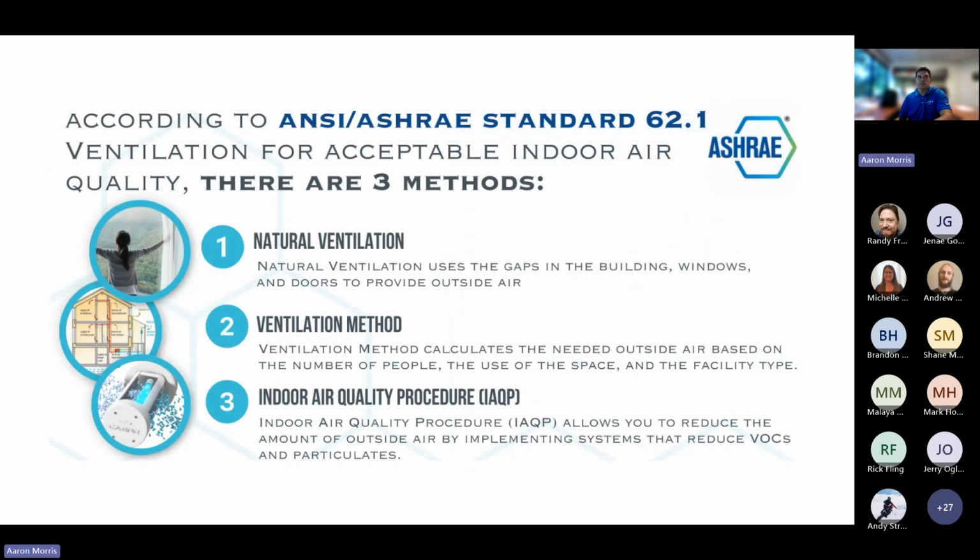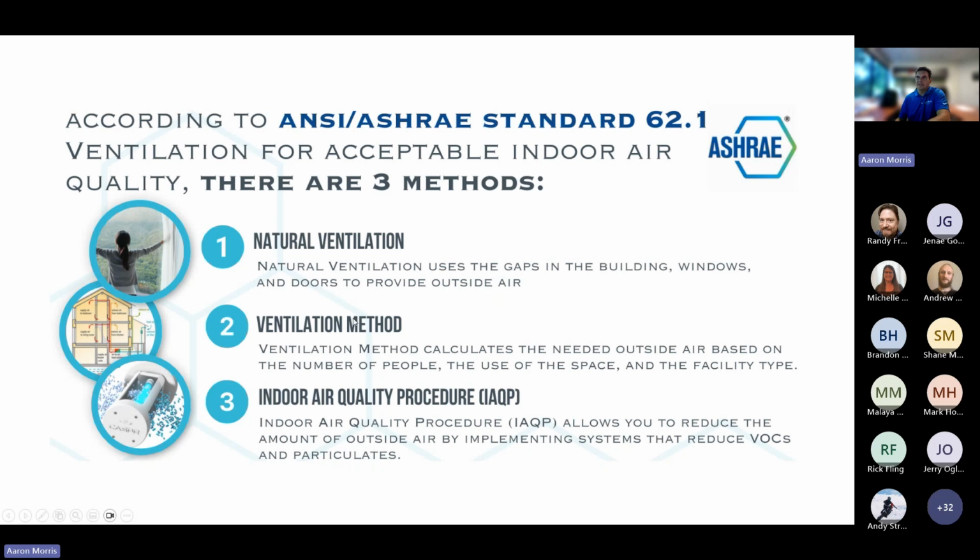So the standard provides 3 methods that we can use for determining the amount of ventilation required to provide good indoor air quality. There's the natural ventilation method, which really just uses infiltration through your building, through openings in your building to ventilate your building. So not the most efficient way to provide good indoor air quality.